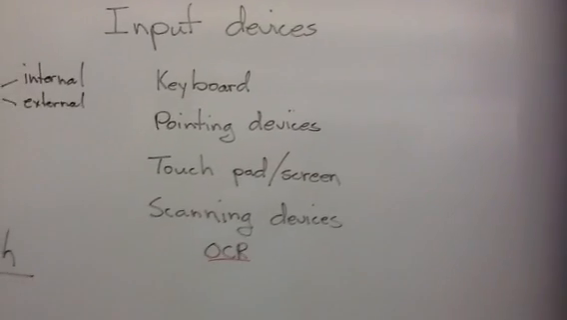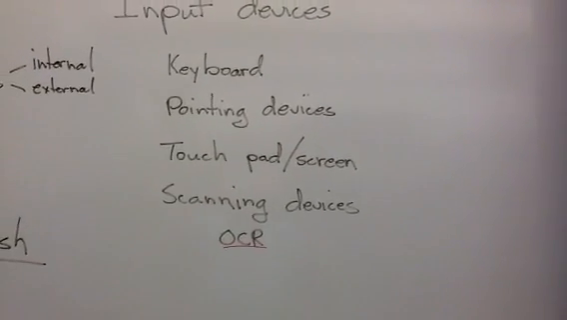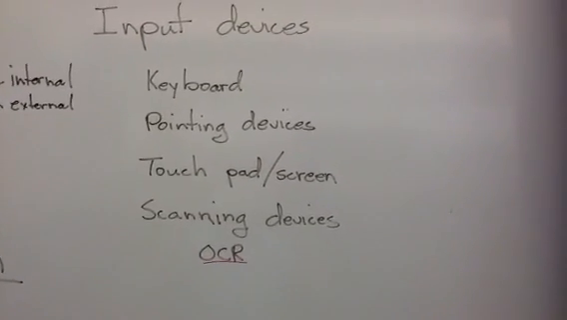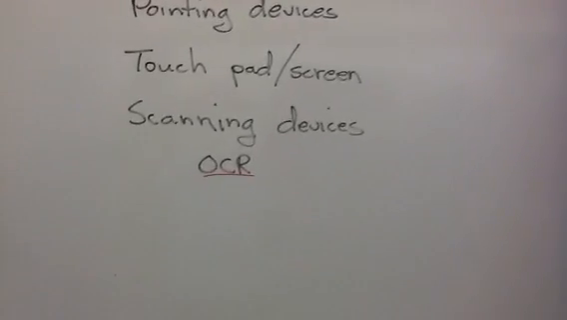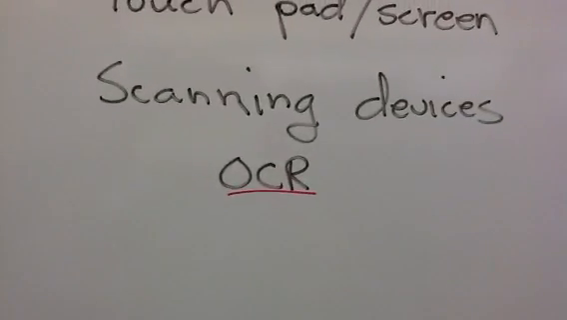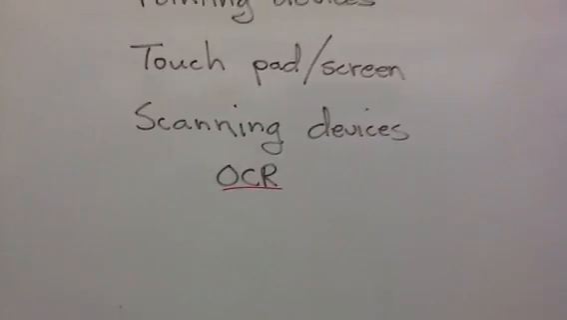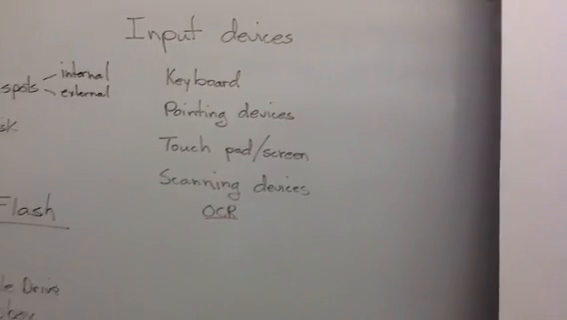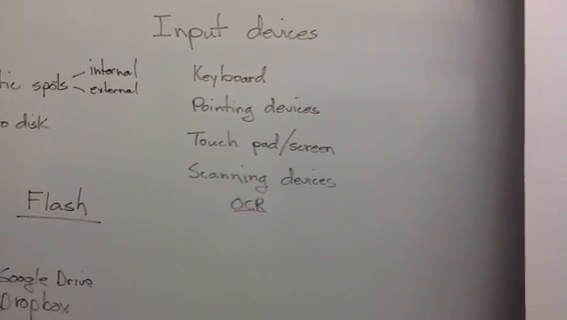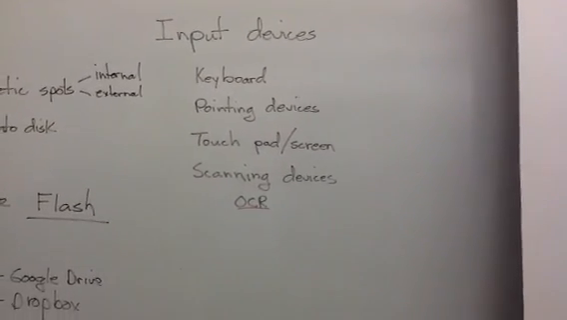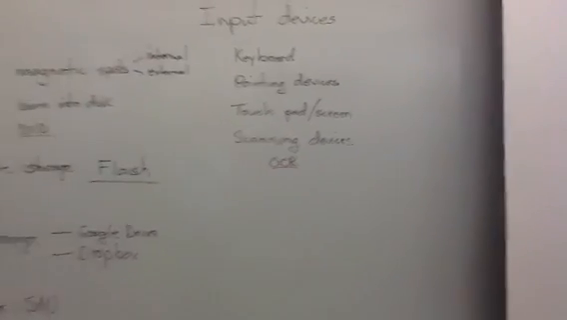Then we started input devices, and we talked briefly about keyboard, pointing devices, touchpads, screens, and scanning devices. We mentioned OCR, and then we looked at the example from TED Talks on CAPTCHA and how they're digitizing books. And we had that today also.